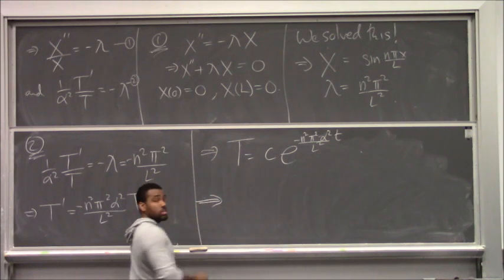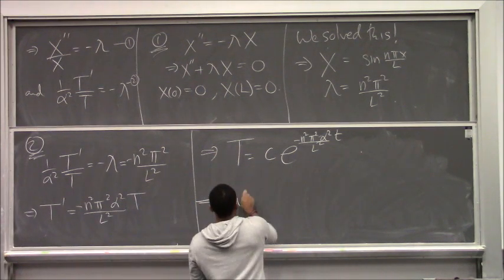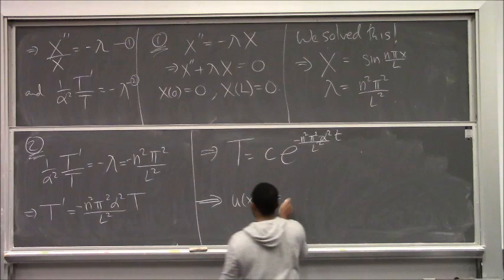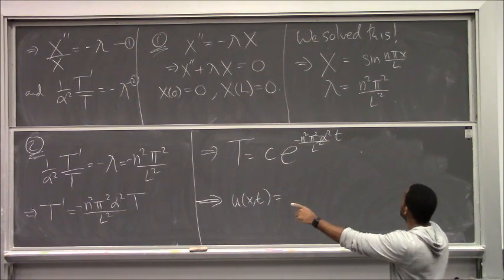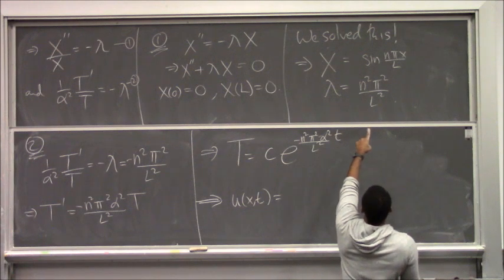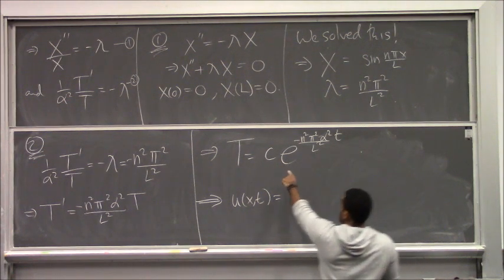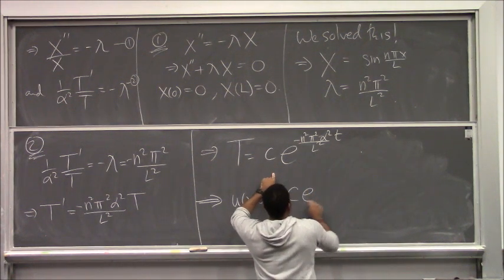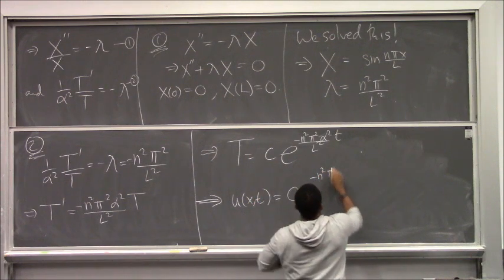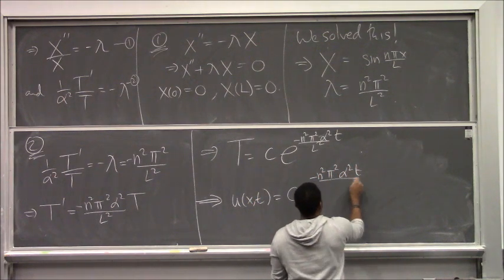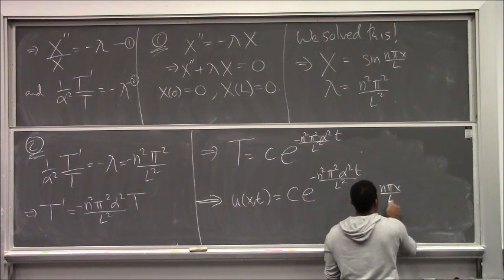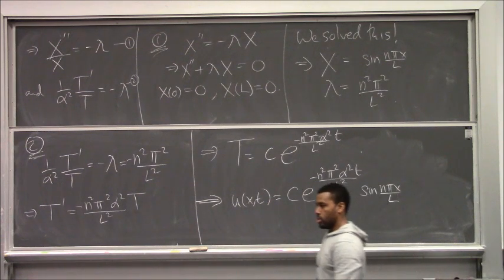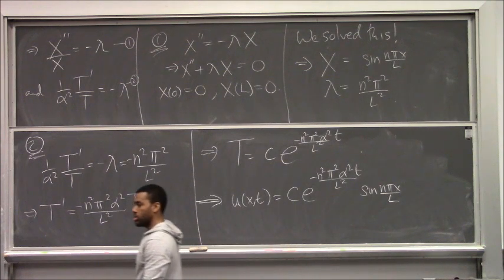Which means my u of x,t, I know what that formula is now. That's just big X times big T. My big X is a sine, my big T is this, so I can just multiply them. So we have that, that is what our solution has to look like.